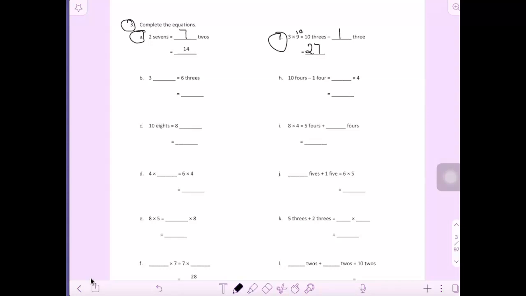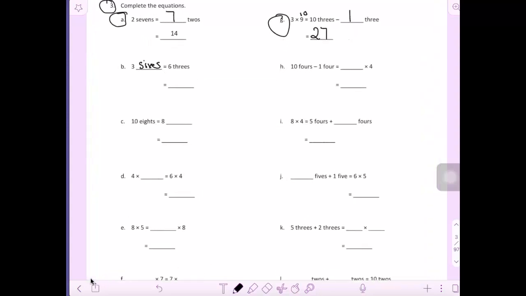Letter B, 3 sixes equals 6 threes. And either way we do that, what's the product that we get? The total. 18. It's the same product. So if we know that 3 times 6 is 18, we already know that 6 times 3 is 18.